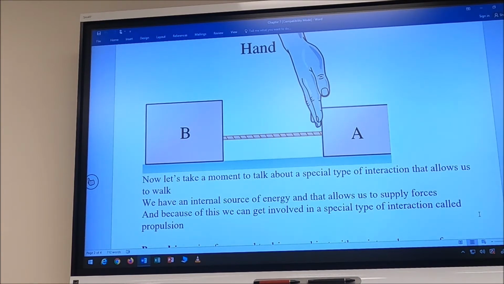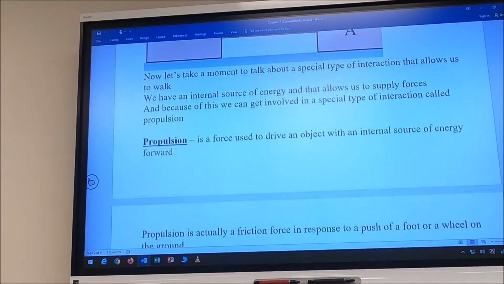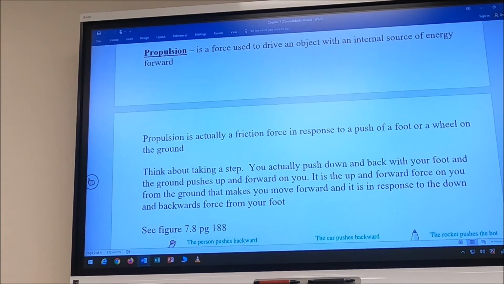So let's take a moment and talk about interactions that are going to help us as we start to look at things, and namely we're going to talk about propulsion, and then we're going to talk about internal forces inside the system. Now, propulsion is a force used to drive an object with an internal source of energy forward. When you walk, you're using propulsion. And propulsion is essentially a static frictional force. If we think about a car or a person walking, it's a different kind of force if we're talking about a rocket.